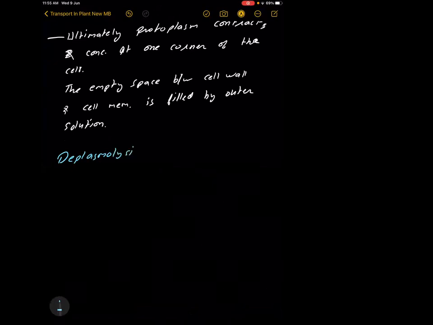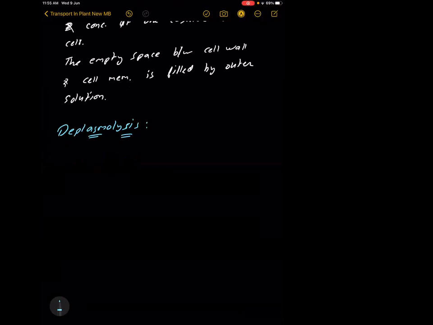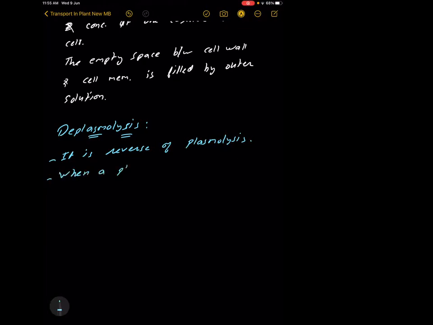The next term is deplasmolysis. It is simple. Deplasmolysis means if you place the plasmolyzed cell in pure water or hypotonic solution, the reverse reaction starts, endosmosis occurs, and water enters from the hypotonic solution into the cell. Now the protoplasm regains its normal shape and size. That is called deplasmolysis. It is the reverse of plasmolysis, when a plasmolyzed cell is placed in hypotonic solution.